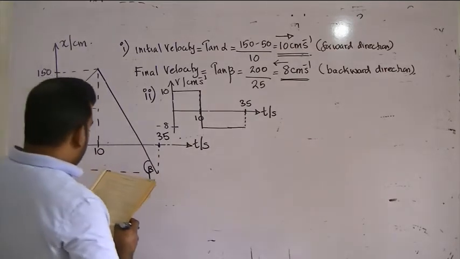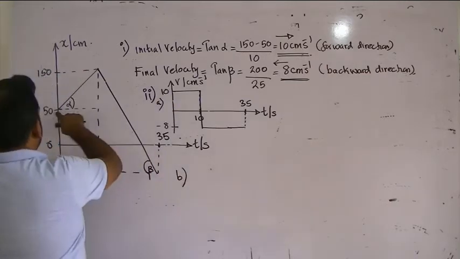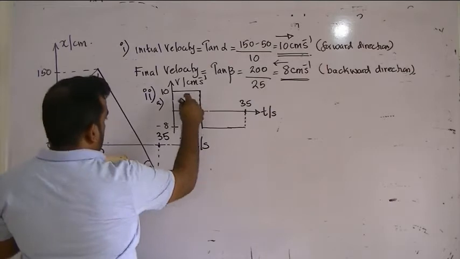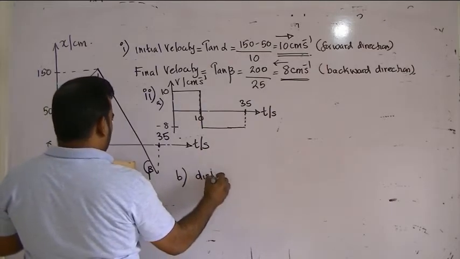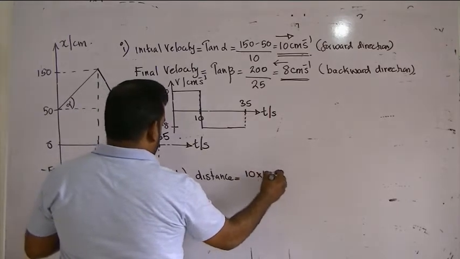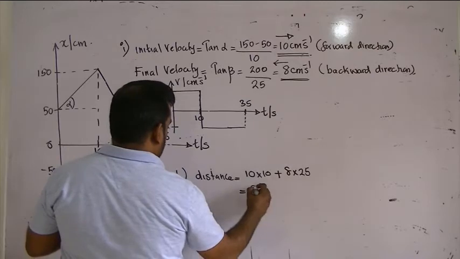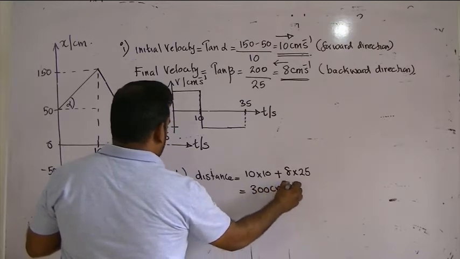Determine the total distance traveled. For distance traveled, just add the areas under the graph: 10 times 10, plus 8 times 20. That gives 300 centimeters.